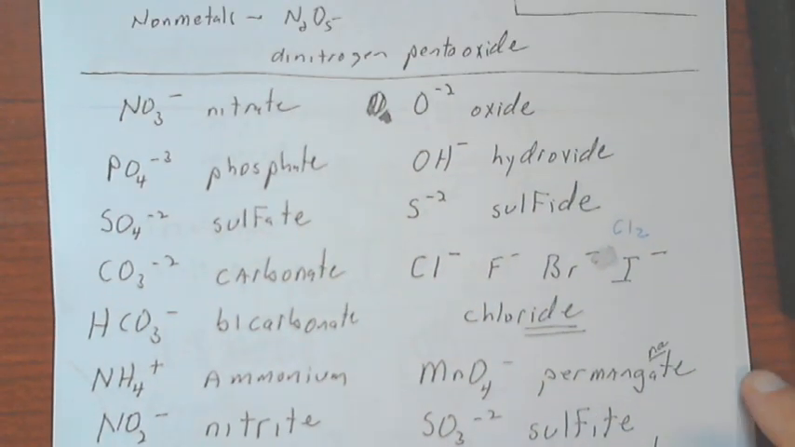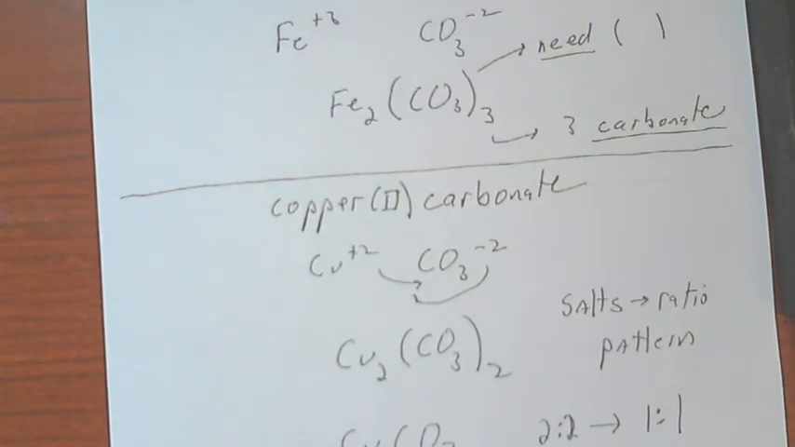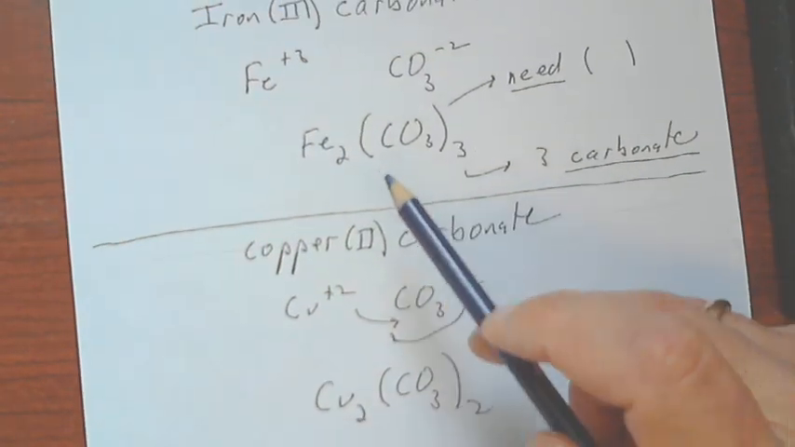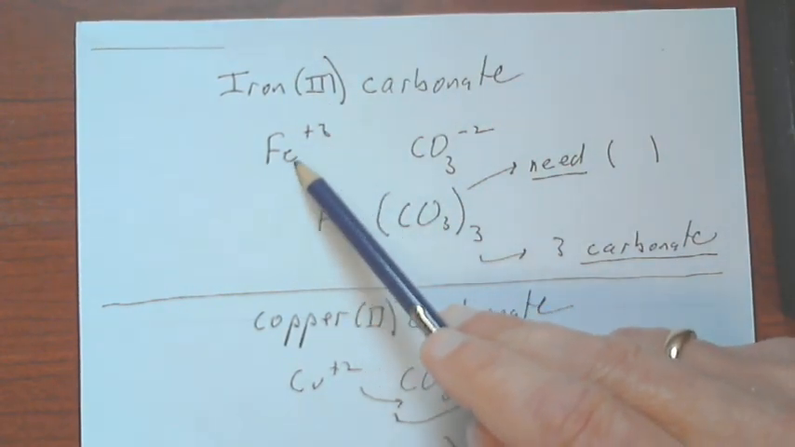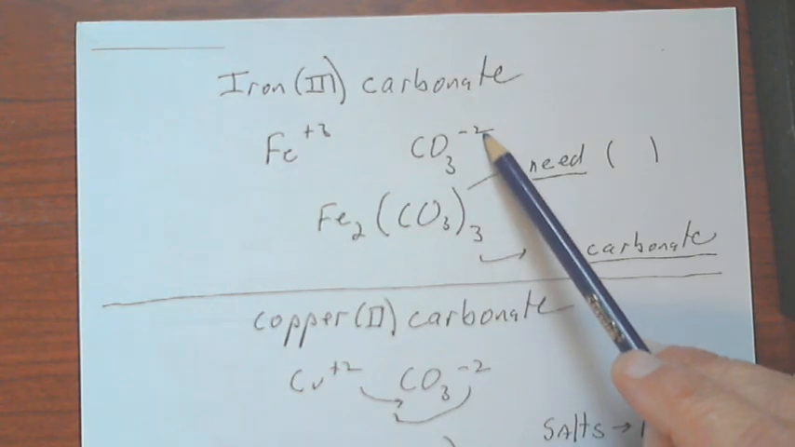Okay, so let's go to the next page. Just a real quick review. Remember that the Roman numeral tells you iron is +3. Carbonate, this is why you have to have them committed to memory, is CO3 with a -2 charge.